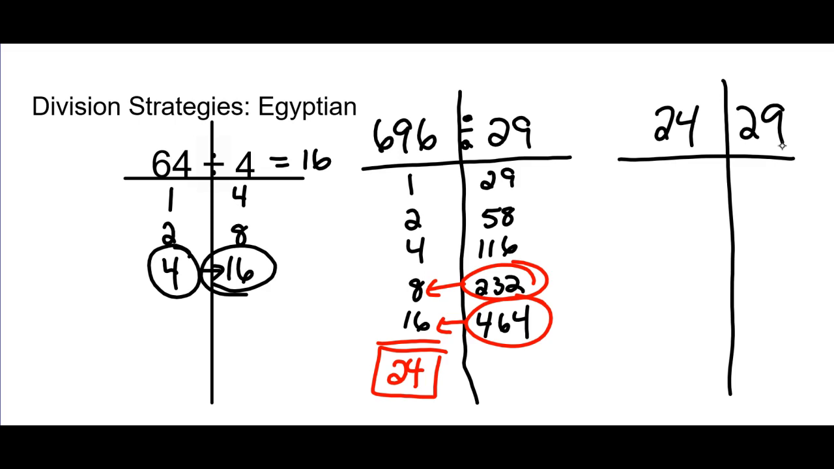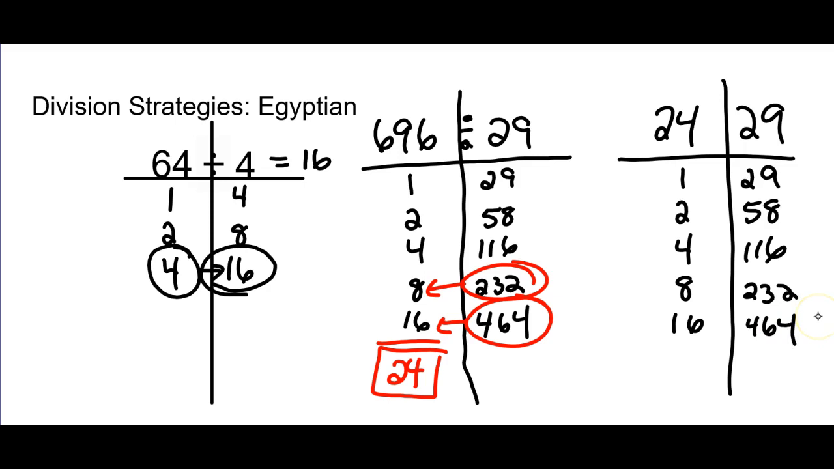So remember what we do. We're going to write a 1 underneath right here and keep doubling it. So 2, 4, 8, 16, and 32 is going to get us a larger number than 29. So we're going to stop there and then start doubling 29. So we get 29. We just copy the numbers over. And then on this, I'm going to look and say, what numbers on the left add up to 24? Well, it's going to be 8 and 16. And so the corresponding numbers with those, 232 and 464, are going to add to 696. And so we can see that 24 times 29 is 696.